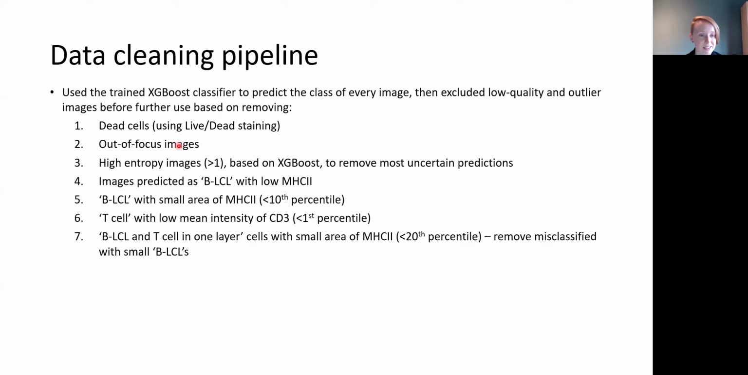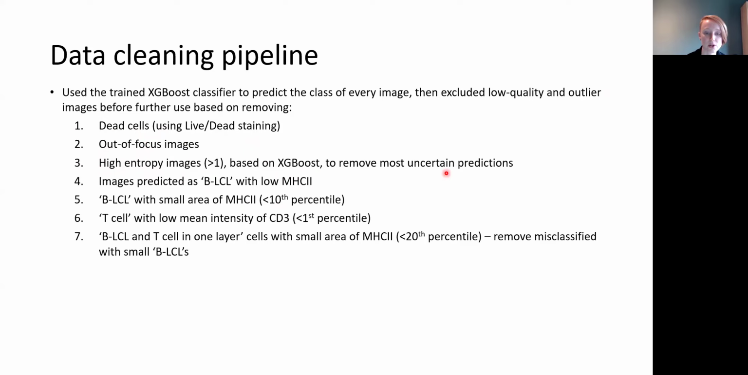So based on that, the first thing they did was take out dead cells using the live dead staining. They removed any out of focus images. They removed images that had a high entropy score. This is an output from XGBoost that essentially says that it's uncertain about the predictions. So anything that is slightly questionable, they removed.